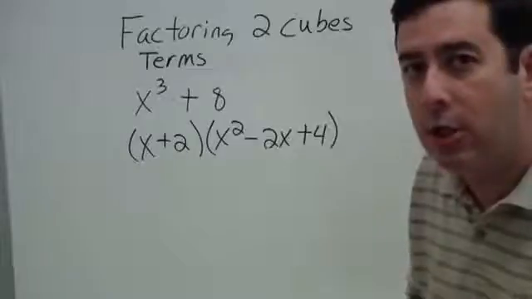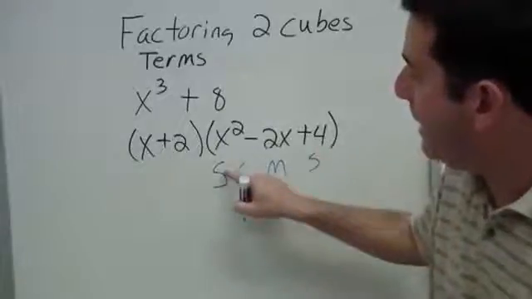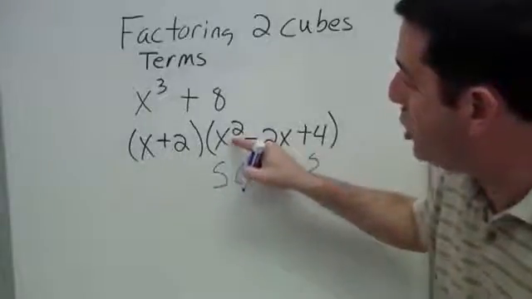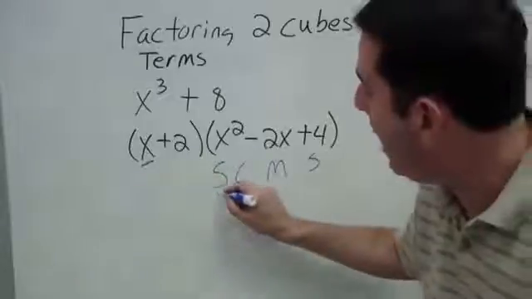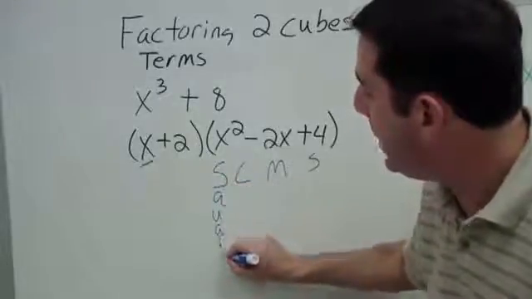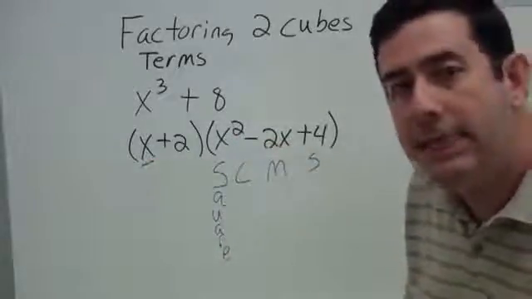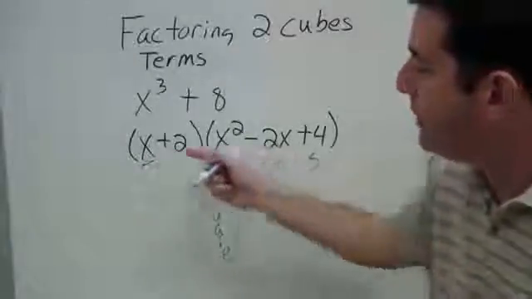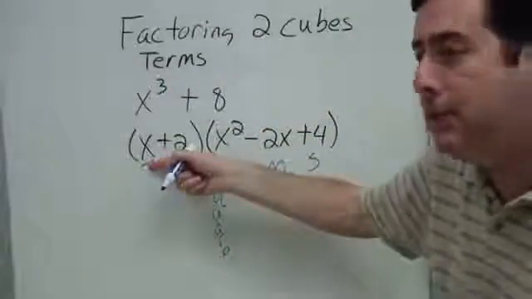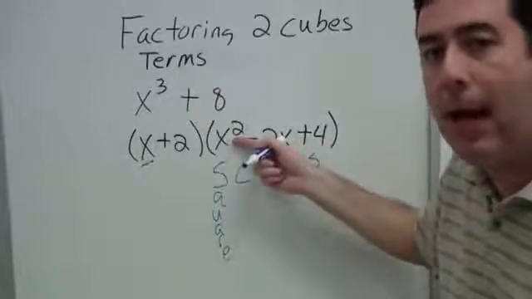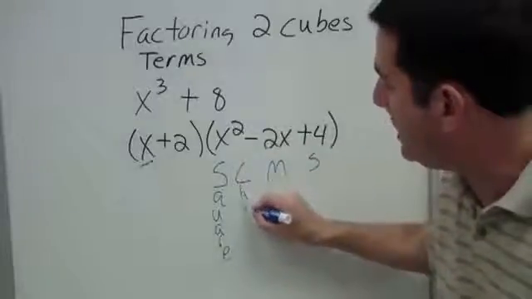The rest of our solution is going to come from SCUMS. The S in SCUMS tells us to get the first term of the trinomial, take whatever you had as the first term of the binomial and square it. Take the first x, if you square it, you get x squared. Now this just makes sense if you think about it. When we want to multiply these things back out, it should get us back to an x cubed. The only way to go from an x to an x cubed is if you multiplied it by an x squared.